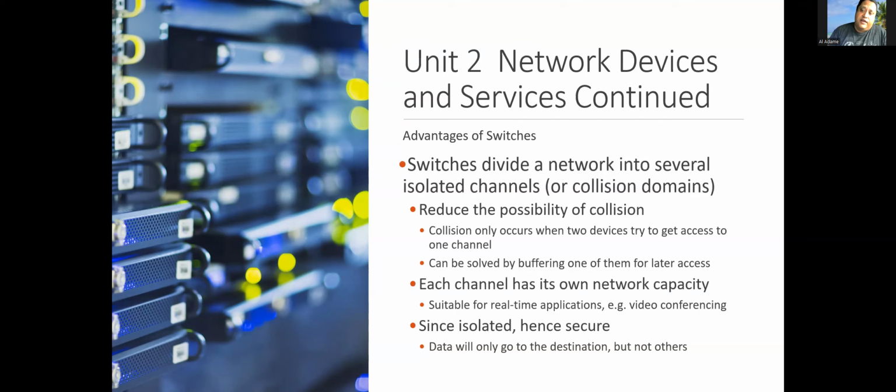Since they're isolated, they're secure, which is cool. Security is kind of baked in already at that point, if they're on an intranet. I wouldn't argue that if they're out there in the wild on a public network, that's a different animal. Data will only go to the station, but not others. Pretty straightforward for switches. Switches, like I said, are called dumb.